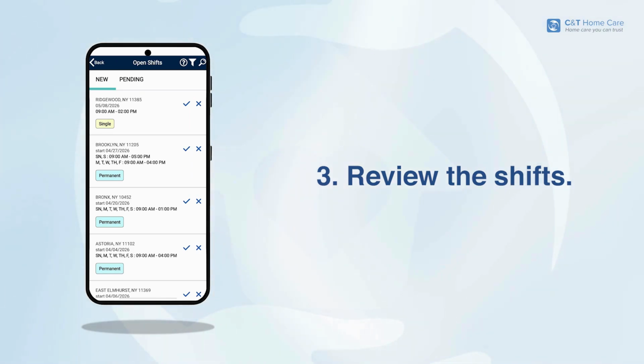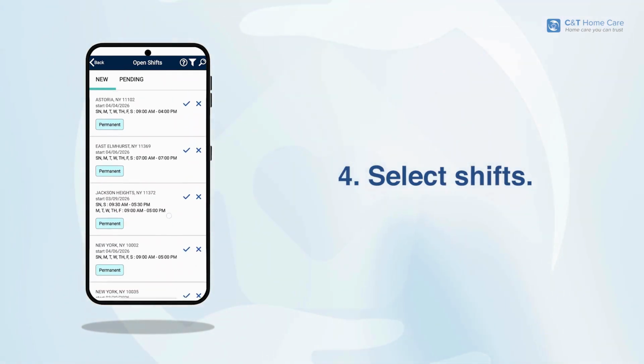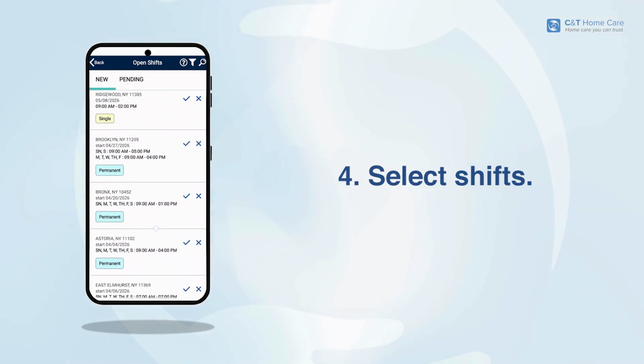If a case is labeled as single, it means it's a one-time visit. If it's a permanent case, that means it includes multiple visits on a fixed schedule. Next, review the available options and select the cases you're interested in by checking the box next to them.